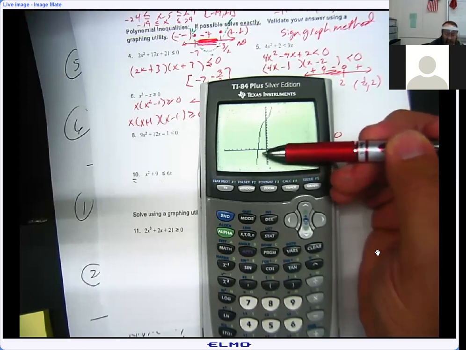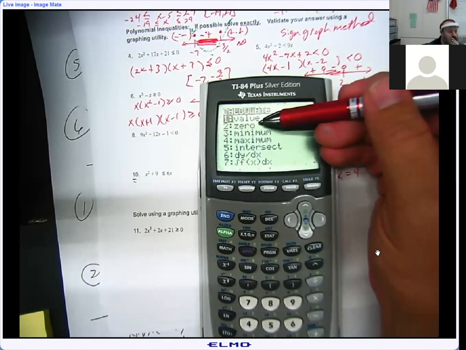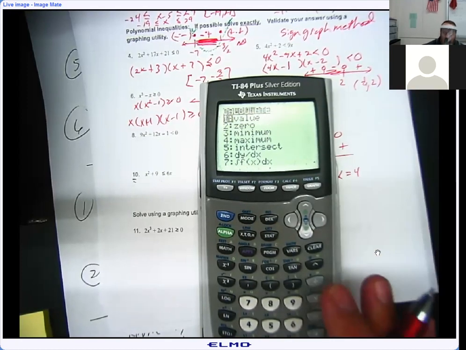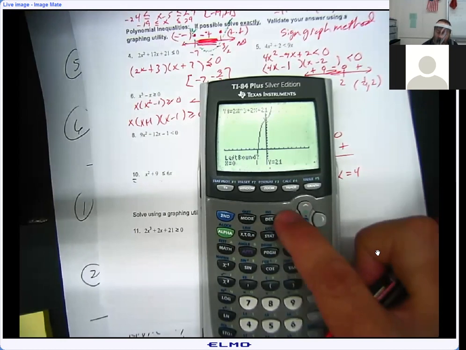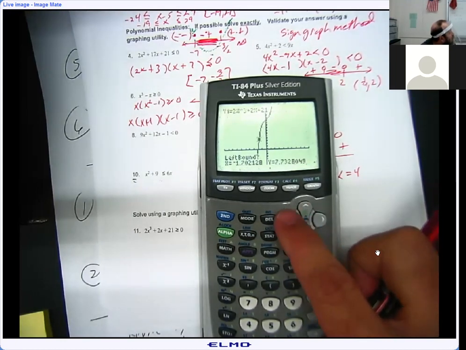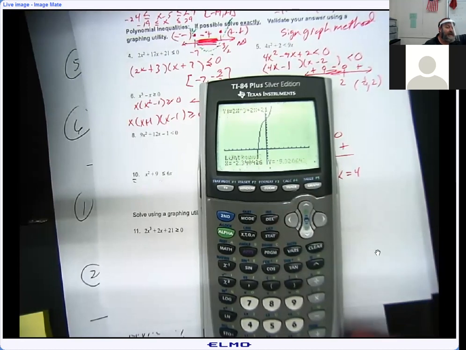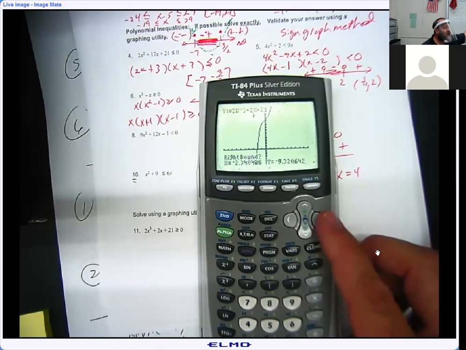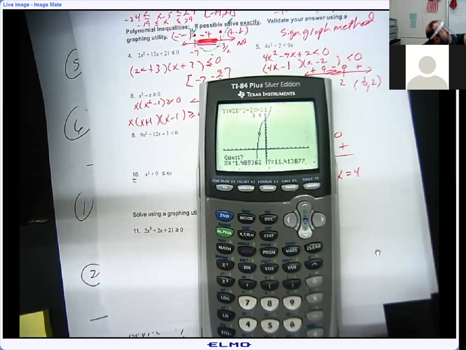So I need to find this spot, so I hit calculate zero, which is number 2. You see it? Now my calculator says, can you please move to the left of that zero? So I'm going to move over to the left. Notice I'm hitting the left arrow until I have passed it on the left, and I hit enter. Then my calculator says to move over to the right, so I move right until I pass it, and I hit enter twice.